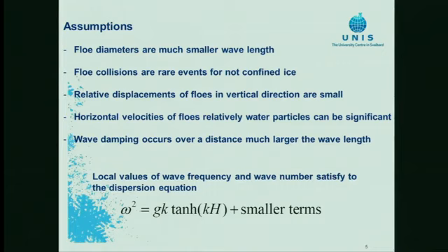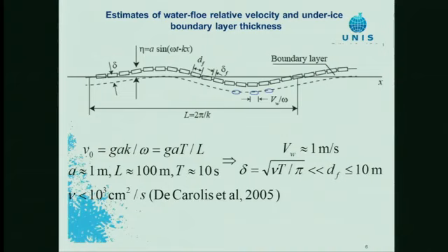Wave damping occurs over a distance much larger than the wavelength, so therefore we may use the standard dispersion equation describing a wave propagating in the marginal ice zone, slightly modified. So then our situation is here. Again, typical wave period 10 seconds, wavelength 100 meters, wave amplitude about 1 meter. So then the amplitude of water velocity in such a wave could be about 1 meter per second, and this type of difference can be between floe velocities and water velocities.